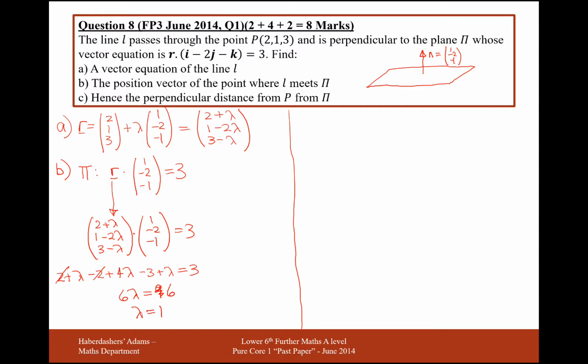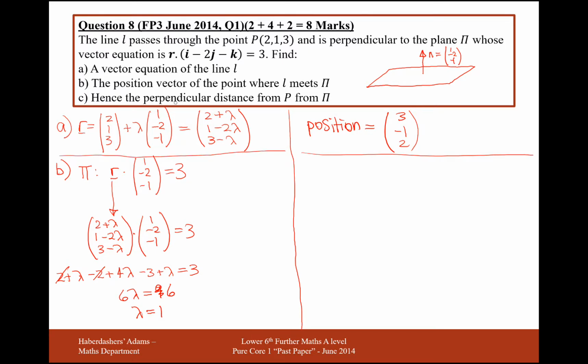So therefore I can now work out the position vector where L meets pi by plugging lambda back into here. So the position vector is going to be 2 plus 1 is 3, 1 minus 2 times 1 is minus 1, and 3 take away 1 is 2. Great. So all that's left for me to do is answer part C.